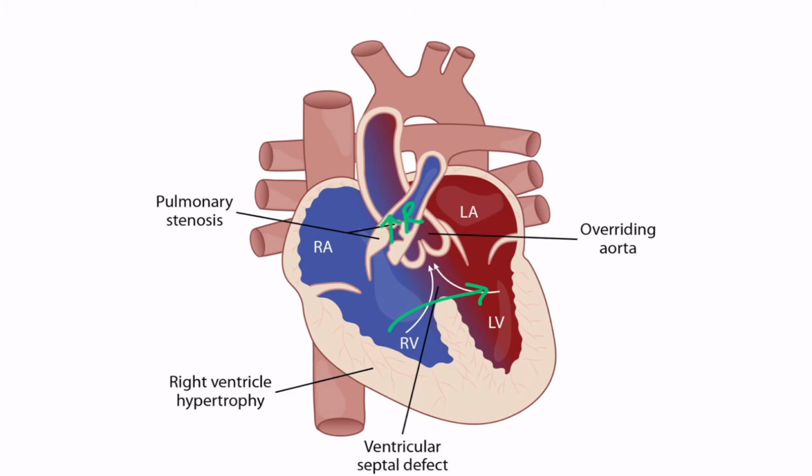This in turn causes more deoxygenated blood to enter the systemic circulation and cyanosis ensues, like we talked about earlier. Now, squatting can help alleviate the cyanosis because it increases the resistance through the systemic vasculature by compressing the vessels in the abdomen and the lower extremities.